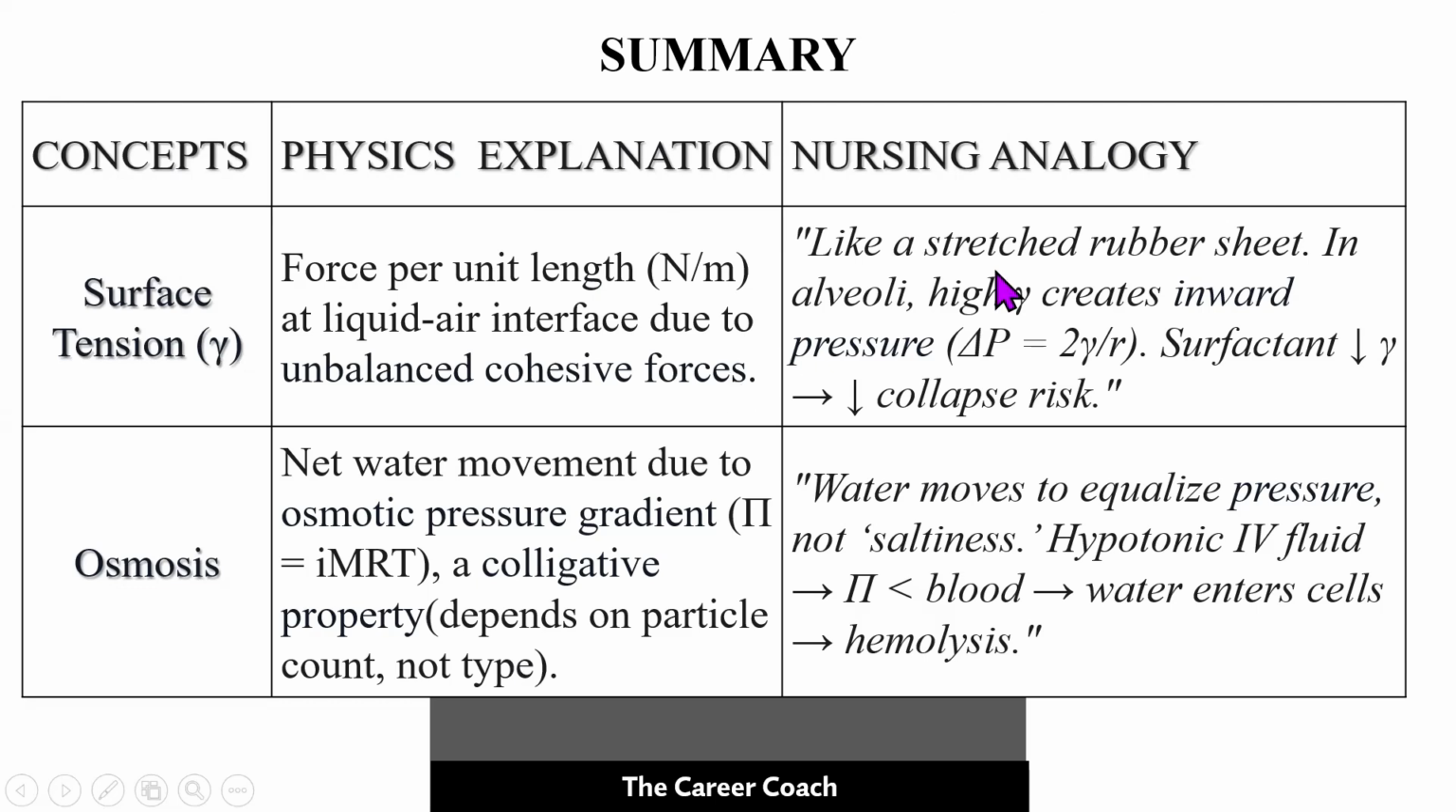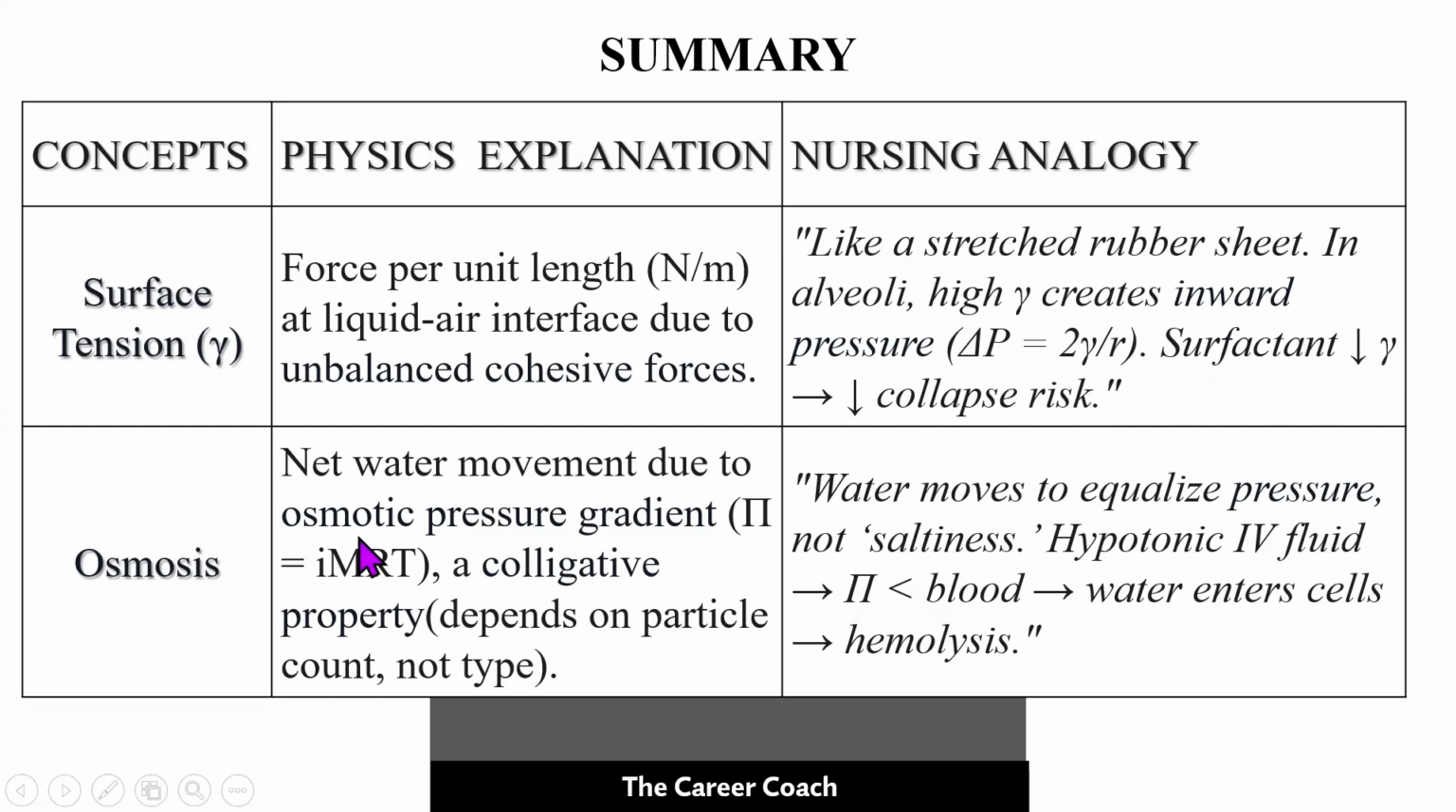Nursing analogy: like a stretched rubber sheet in the alveoli, high surface tension creates inward pressure. Pressure equals 2 times surface tension divided by radius. So when somebody is finding it very difficult to breathe, especially when there is an issue with the lungs, surfactants are usually added, and what surfactants do is reduce the risk of lung collapse.